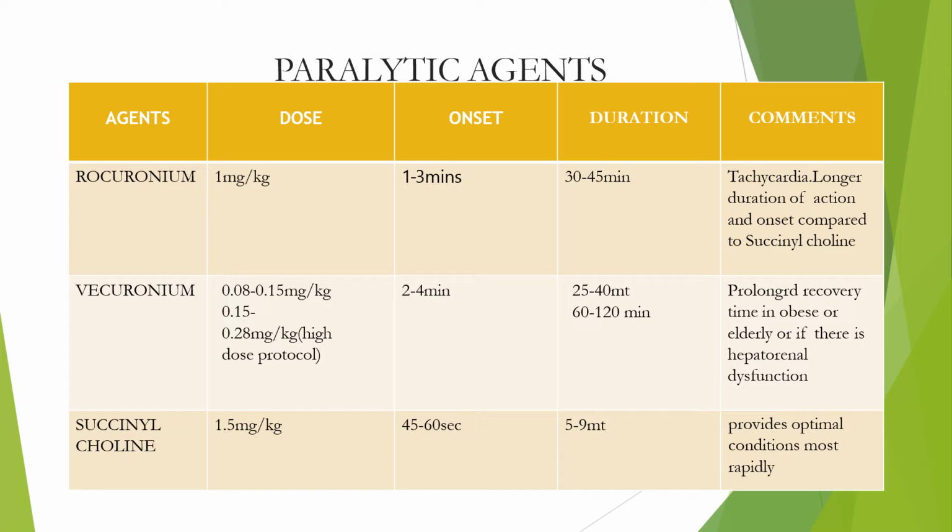Coming to vecuronium, the dose is 0.08 to 0.15 milligram per kilogram, and 0.15 to 0.28 milligram per kilogram, which is a high dose protocol. The onset of action is within 2 to 4 minutes, and duration is 25 to 40 minutes in usual dose, and in high dose protocol it is 60 to 120 minutes. It may cause prolonged recovery time in obese or elderly, or if there is a hepatorenal dysfunction.